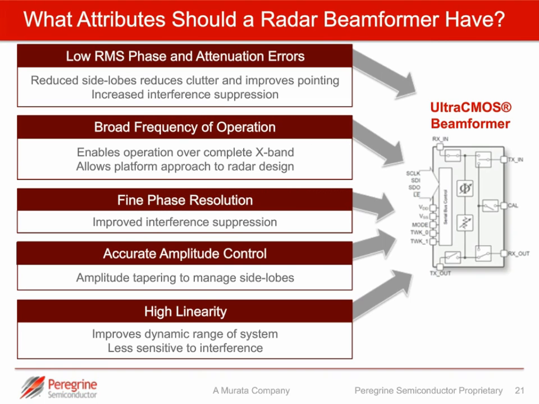So just briefly reviewing what we covered in the last few slides. We want to minimize the RMS phase and amplitude errors. Most X-band phased array systems have a broad frequency operation. They may operate at point locations across the band, but generally systems are designed with the capability of working over a broad range. Again, phase resolution is important, and accurate amplitude control. And finally, which we haven't touched on, many of these systems are high dynamic range systems, so we want high linearity out of our beamformer.